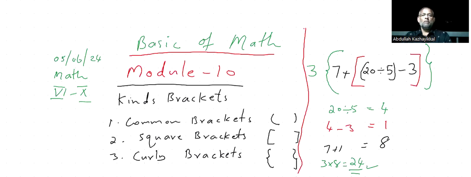There are four kinds of brackets. You can see here. First we can see the common brackets. I wrote here common bracket, and the other is square bracket. Common bracket, there is no confusion because that is common. Everywhere you can see that bracket.